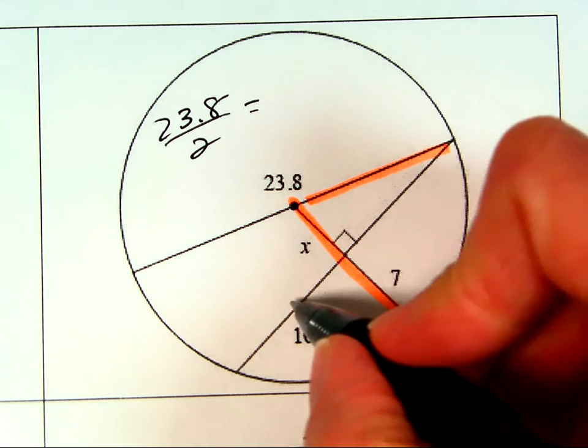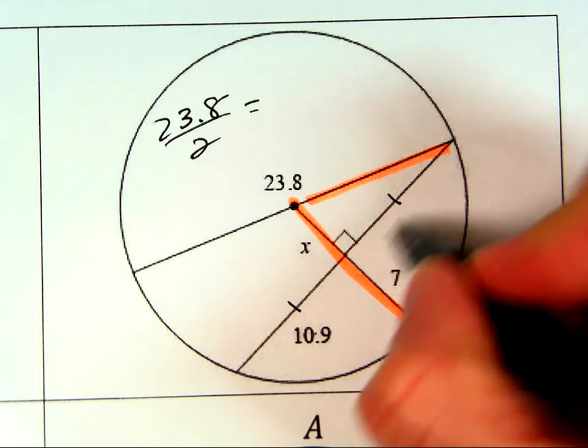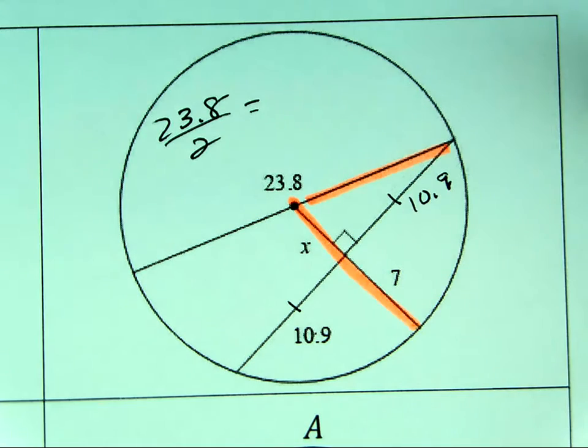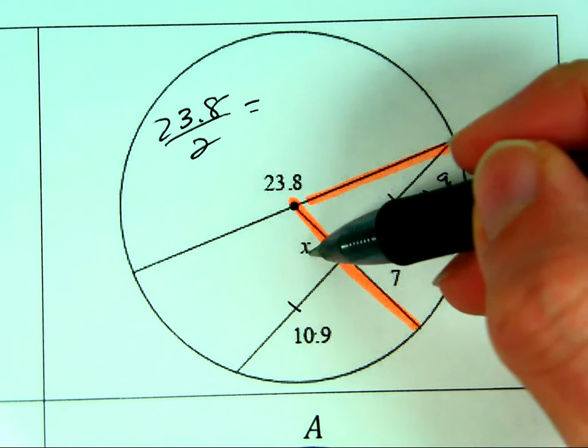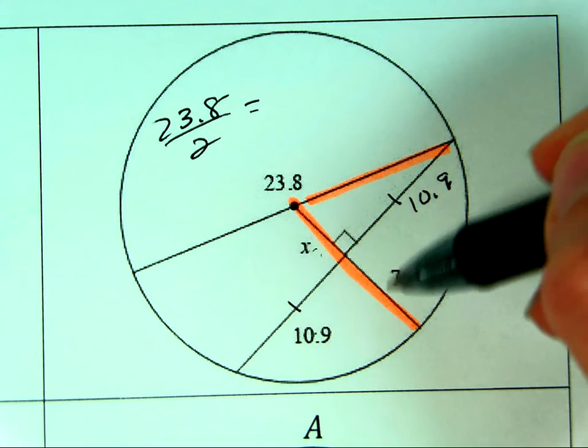Again, it's perpendicular, but I don't need to know that this is equal to this. That's 10.9, so this is 10.9. But they didn't ask me for that. They asked me for this little piece of the radius. So I've got to know what the whole radius is, and then I take 7 away from it, and that helps me find it.